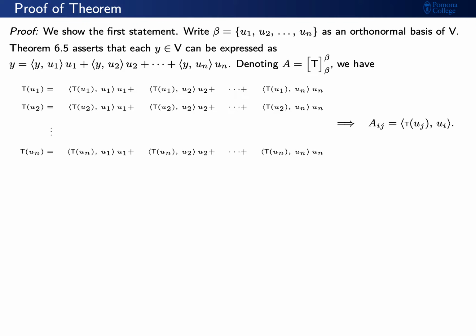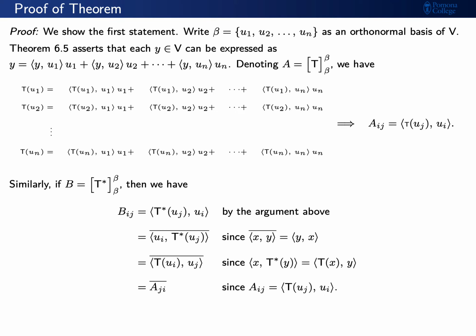Simply put, if we let y be T of u sub j, then we have the system that you see here on your screen. Now recall the way that we've defined the matrix representation. We easily see that the entries of our matrix A, namely A sub ij, are just the inner products of T of uj and ui.